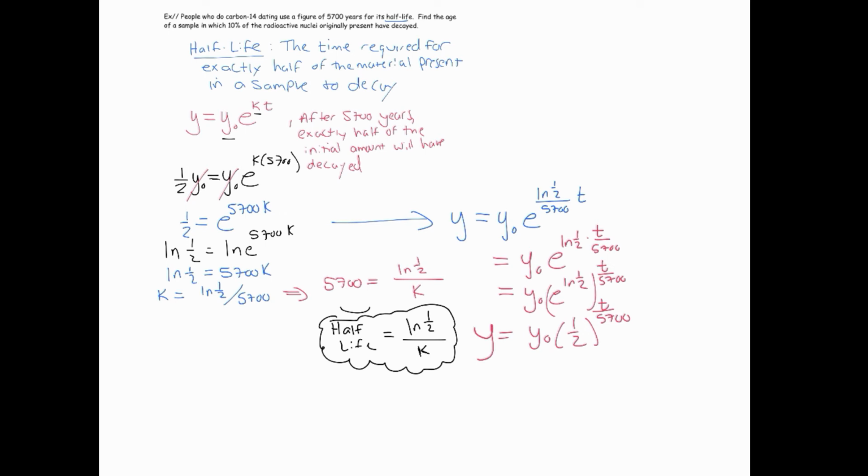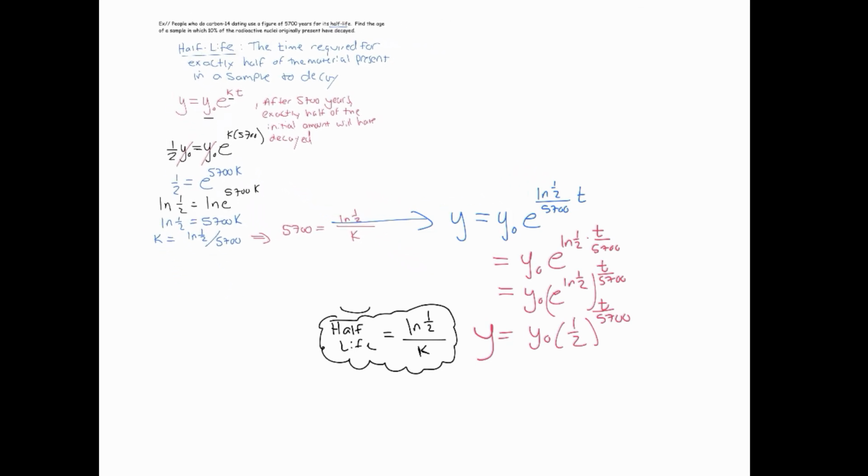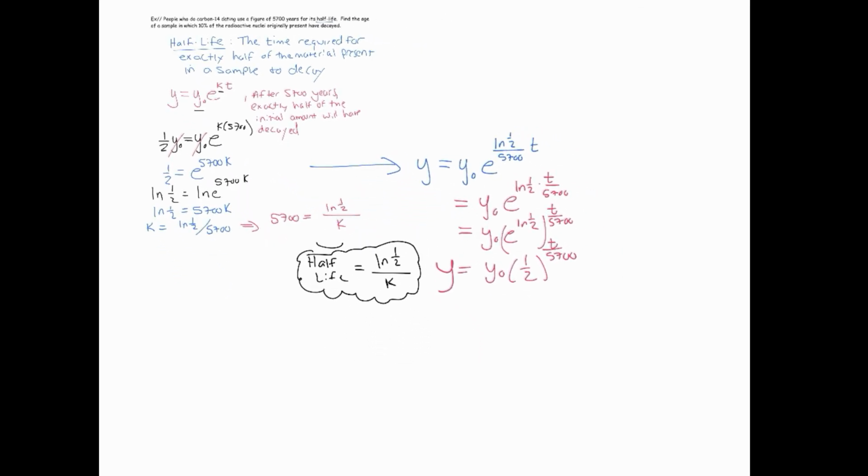You'll notice the last thing to solve is the initial condition. So we can do that. Let's just see if I can move this all up over here. We can solve that by using what they told us. They said find the age of a sample in which 10% of the radioactive nuclei originally present have decayed. So actually we're not interested in the solution to this differential equation, just that particular question. Well, if 10% have decayed, that means 90% remain.